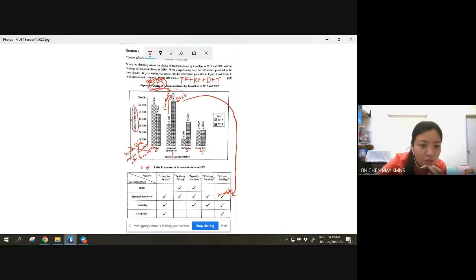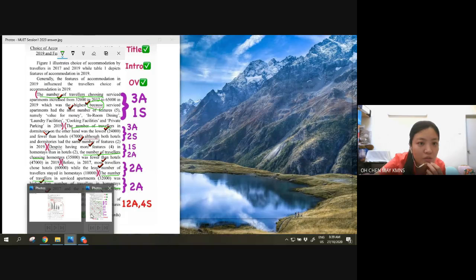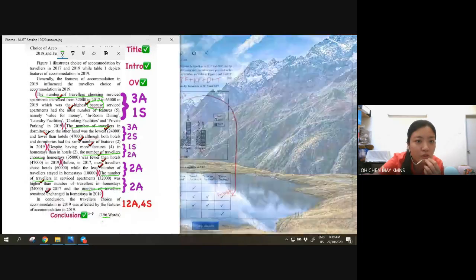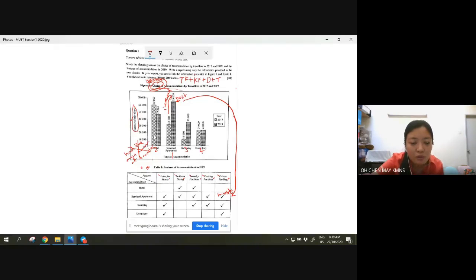I'll show you all the sample again in case you want to see it. So that's the number of travelers choosing service apartments, or the number of travelers who chose service apartments, namely the increase. Next, the number of travelers for what already? Like I mentioned, you can talk about the next one, hotel, or homestay, it's up to you. If you talk about hotel, you do the same thing.